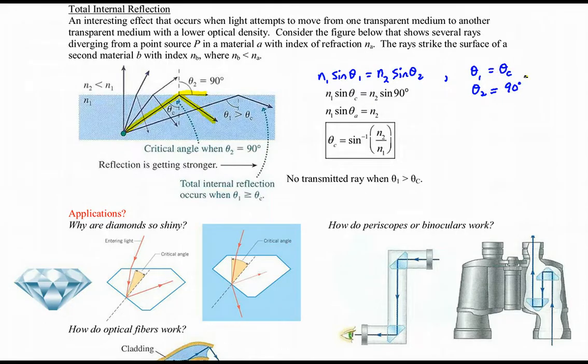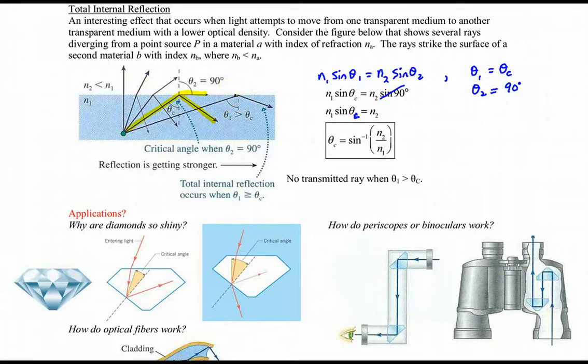So if we substitute in 90 degrees, we're going to get sine of 90, which is just 1. And so in rearranging, by the way, this should be a C in here, we're going to get the critical angle theta c is the arc sine of n2 over n1. And by the way, n2 will always, always, always be smaller than n1. You're never ever going to get total internal reflection if you go from less dense to more dense.